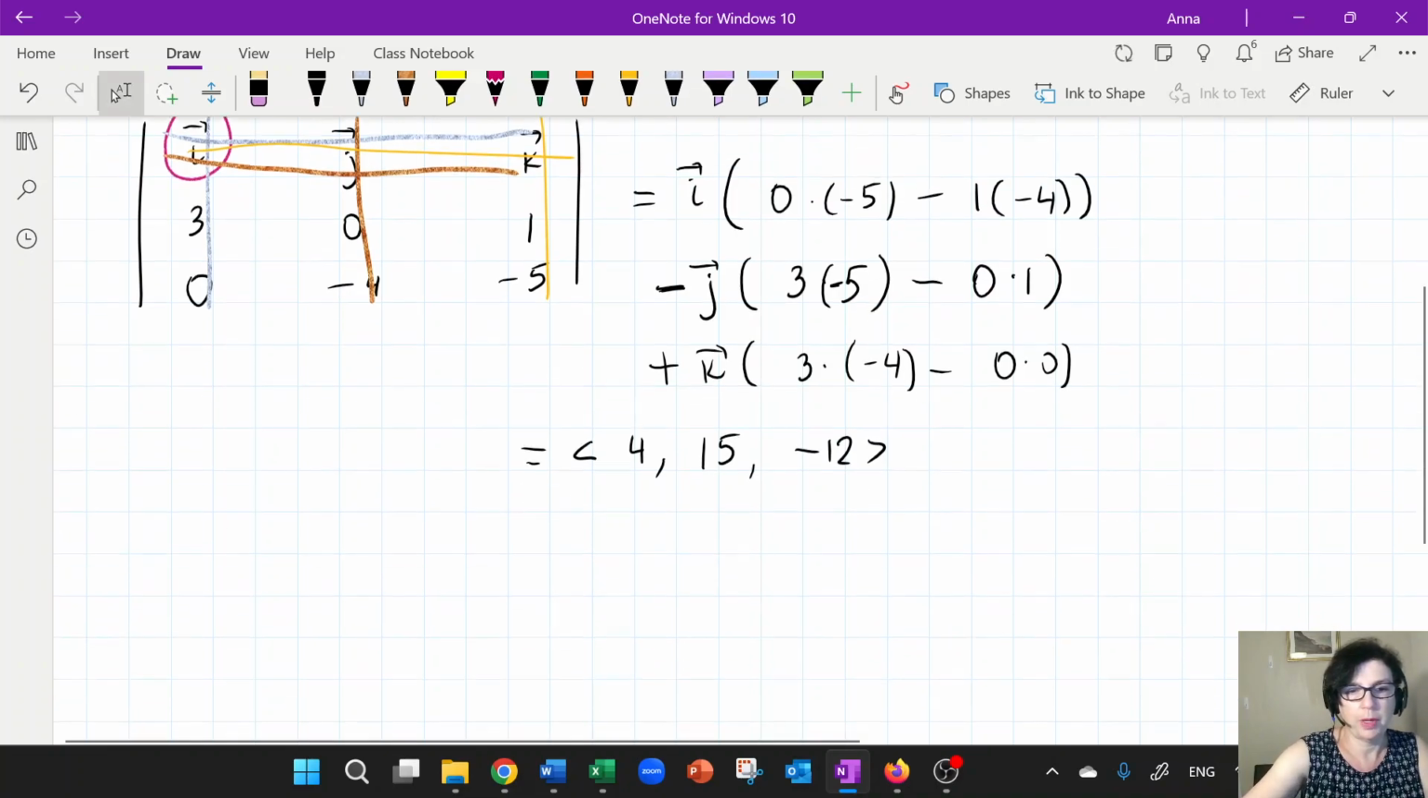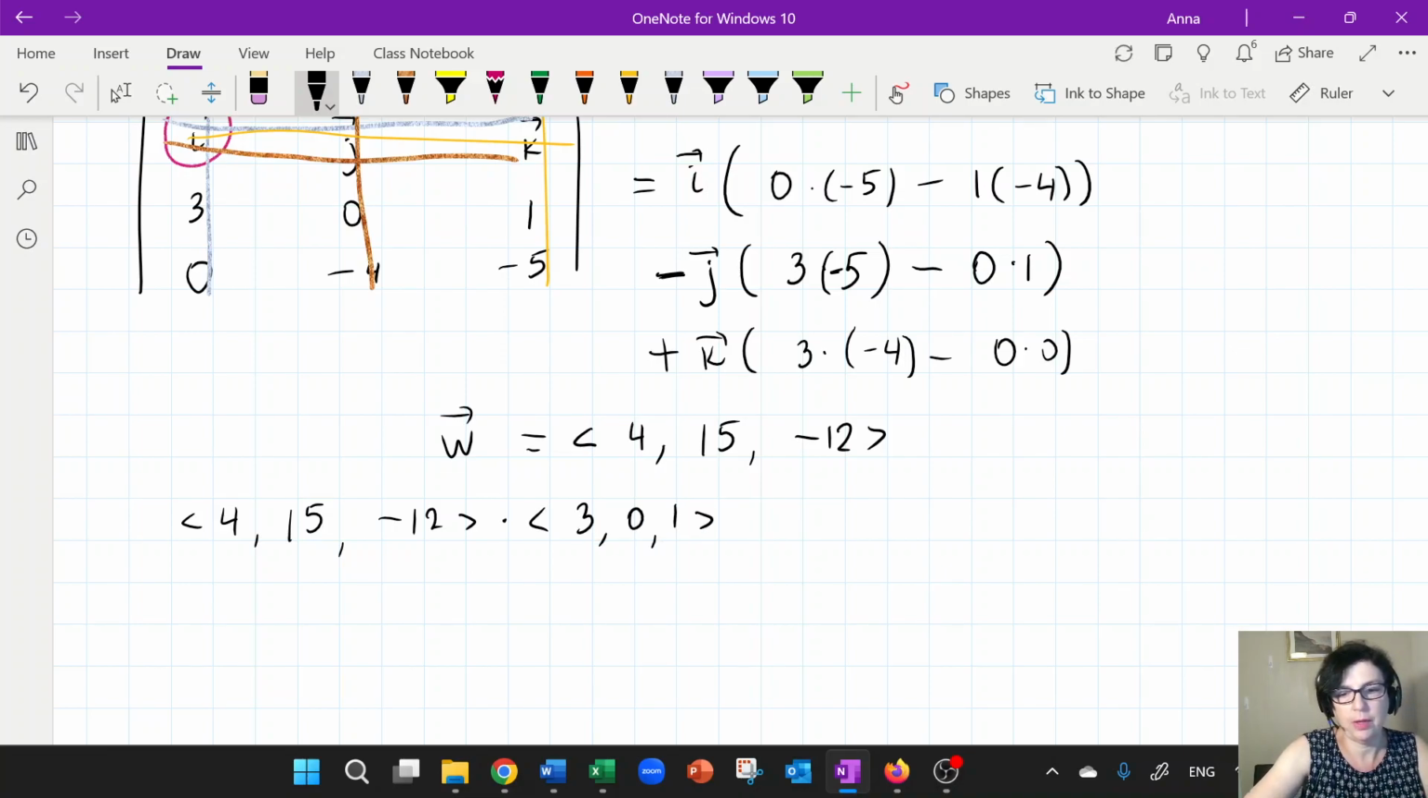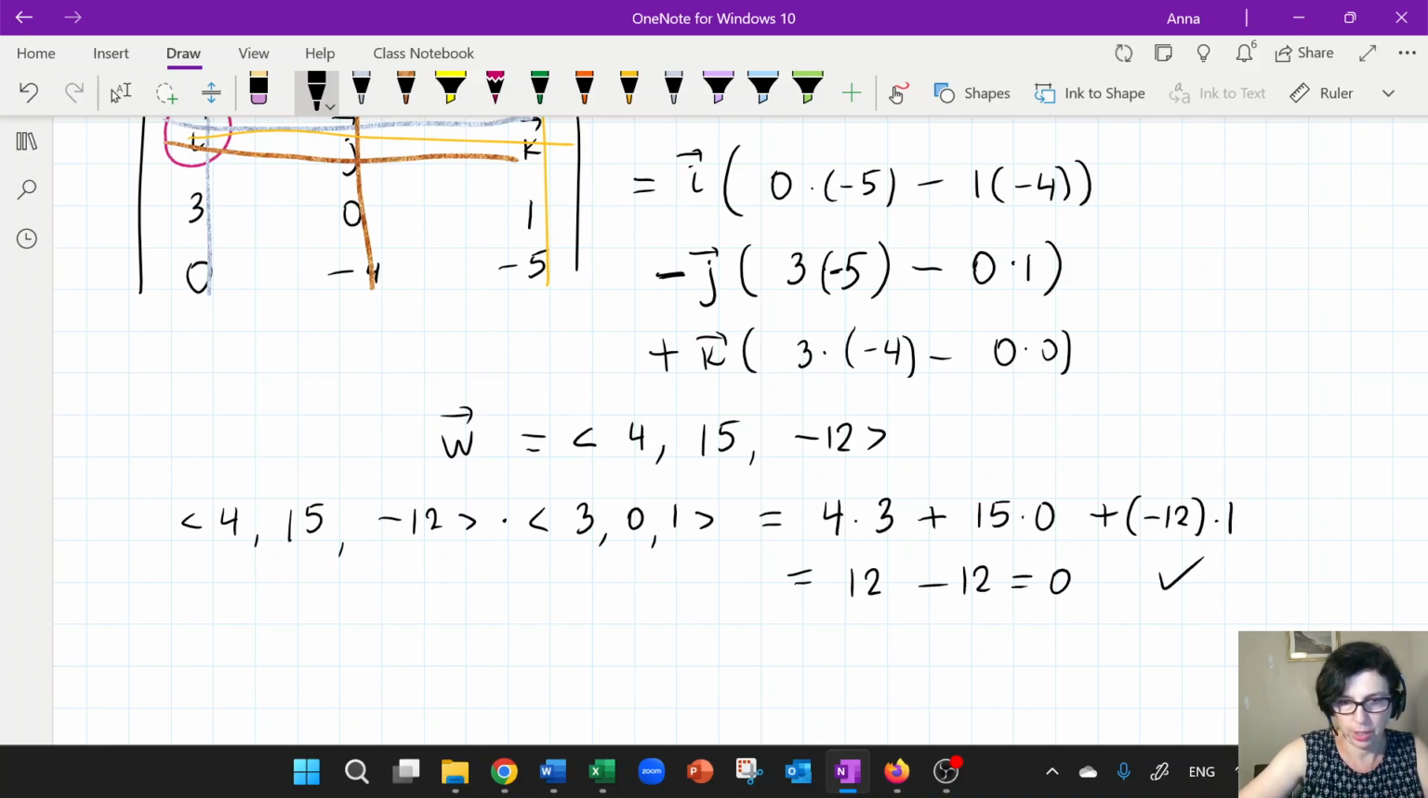Now, to check my answer, and I always should check my answer on the test, on the homework, I need to check whether the cross product, and let's call it W, whether if I dot it with each of the original vectors, I would get 0. So if I multiply 4 times 3 plus 15 times 0 plus -12 times 1, I will get 12, subtract 12, which is 0, check.